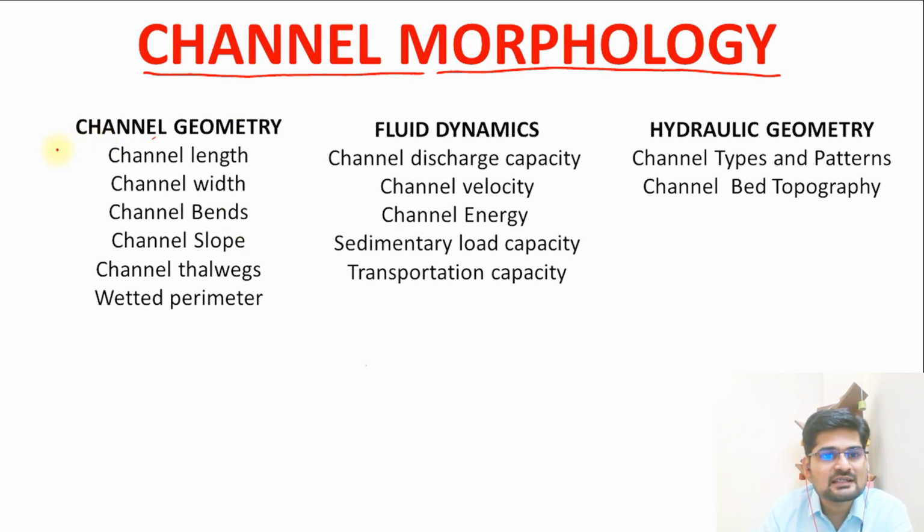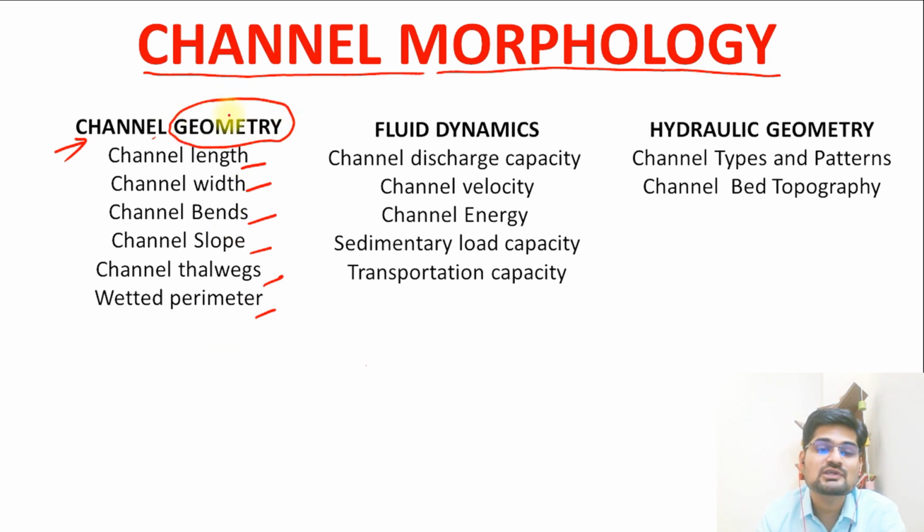So the first part you see here is channel geometry. So what does it include? Length, width, bend, slope, Thalweg, perimeter. Remember, these are part of these geometrical measurements, geometrical shapes.